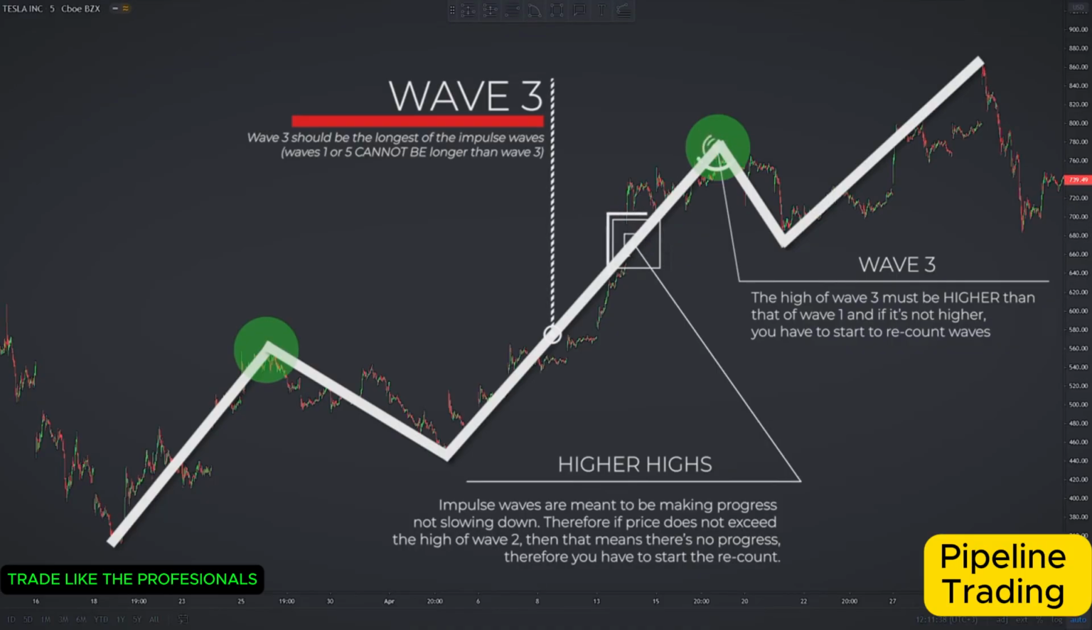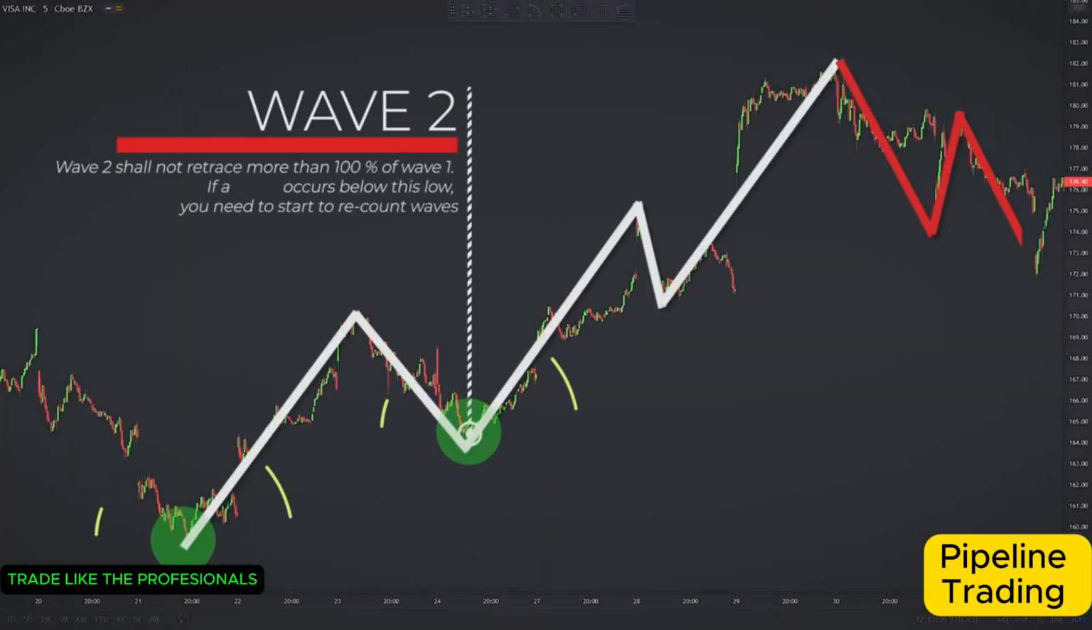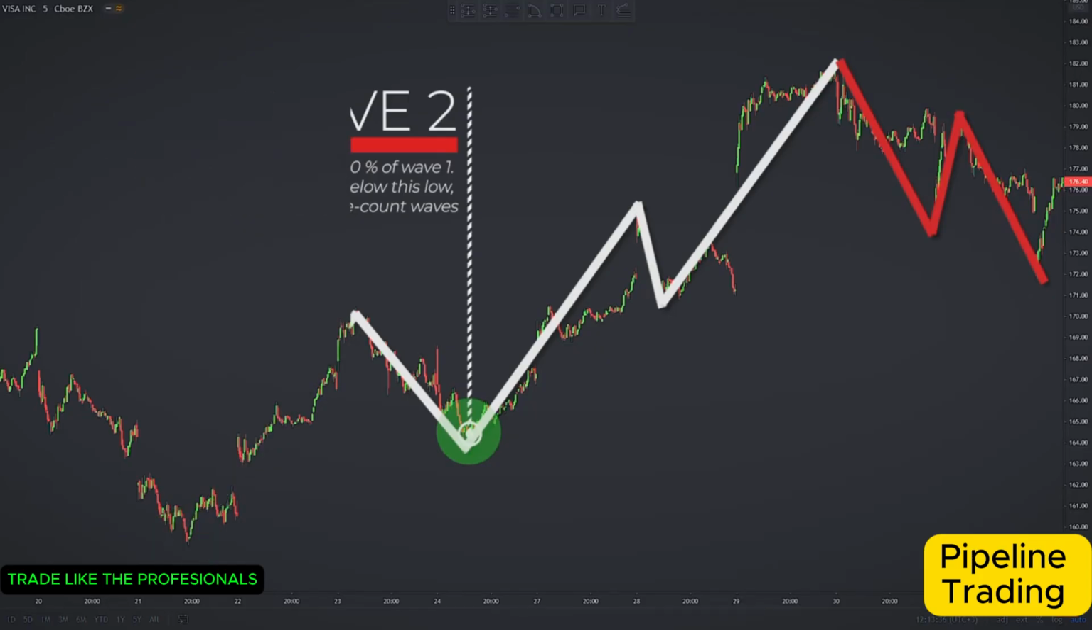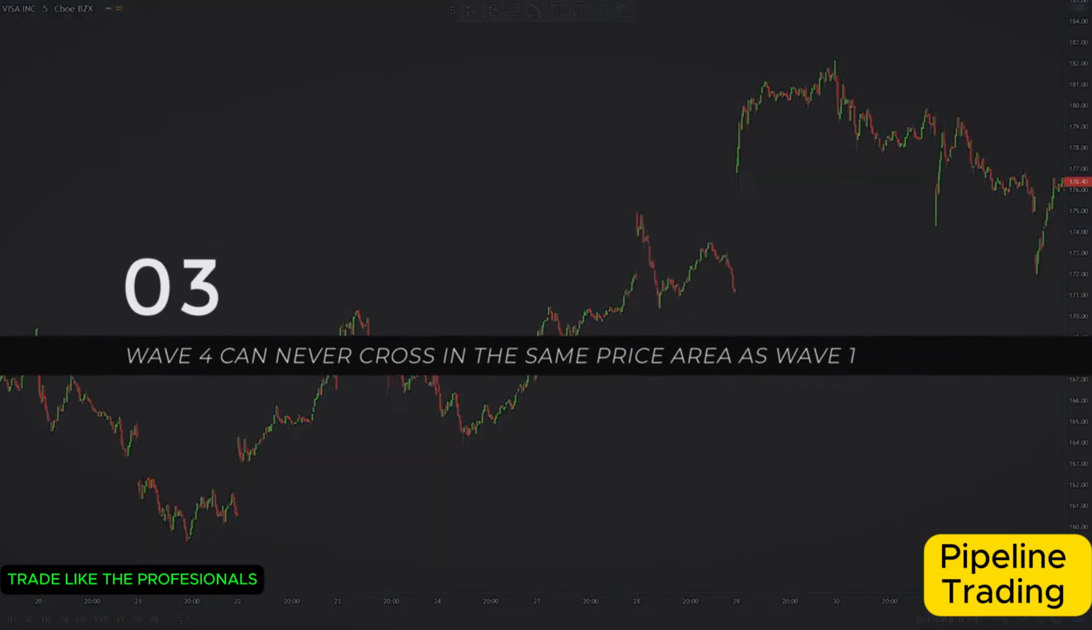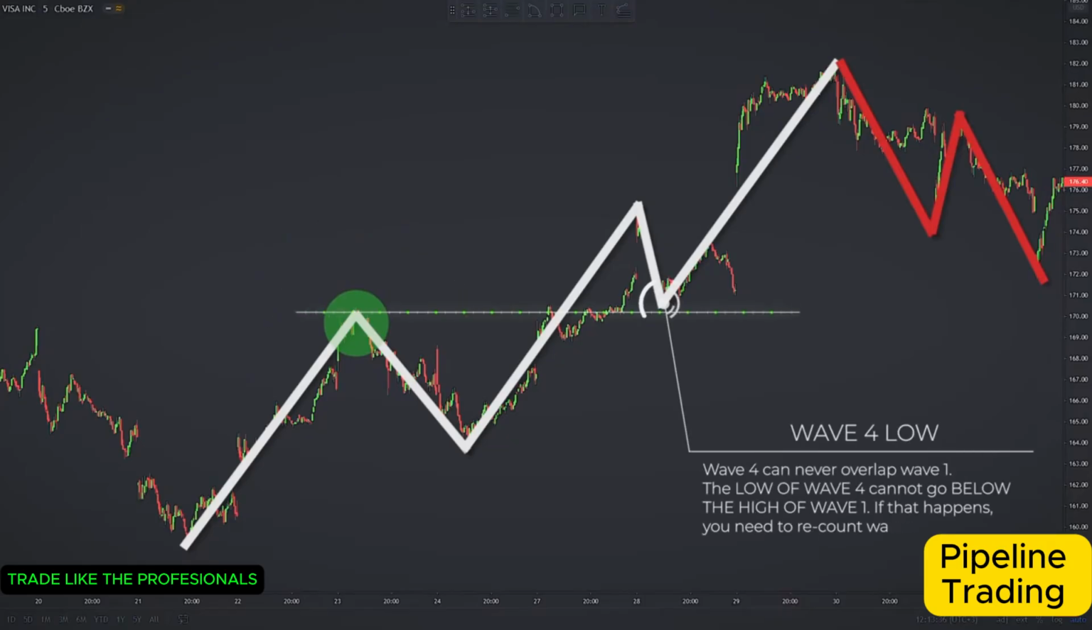Rule number 2: Wave 2 can never go beyond the start of wave 1. In other words, wave 2 shall not retrace more than 100% of wave 1. If a break occurs below its low, you need to start your recount. Rule number 3: Wave 4 can never cross into the same price area as wave 1, meaning that wave 4 can never overlap wave 1. So the low of wave 4 cannot go below the high of wave 1. If that happens, you need a recount.